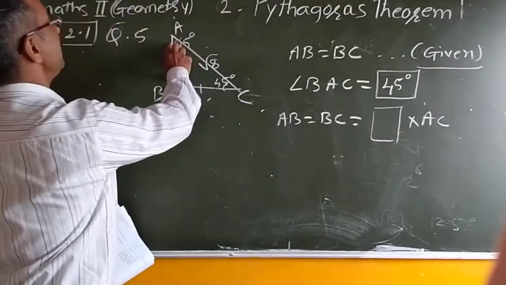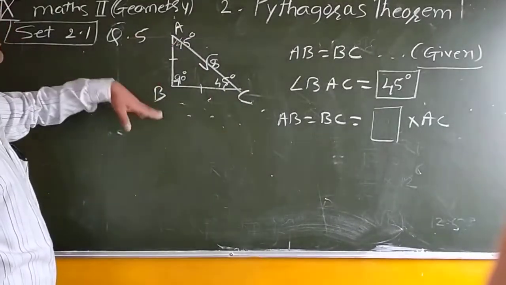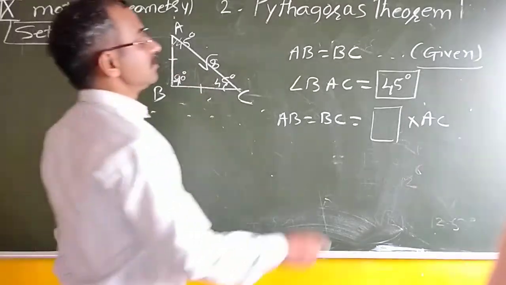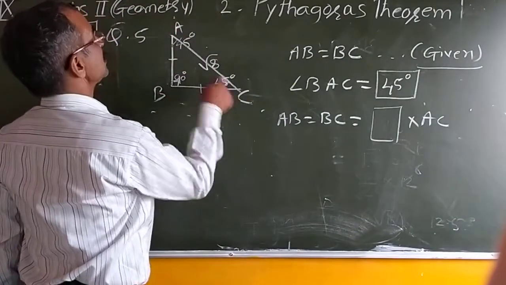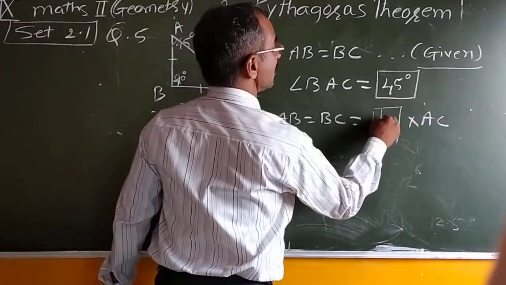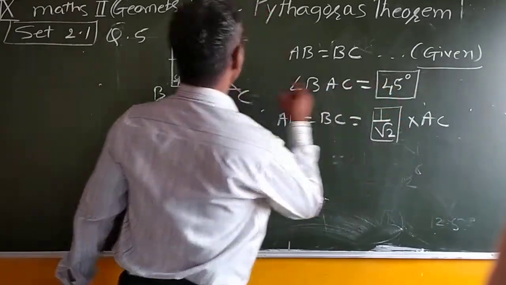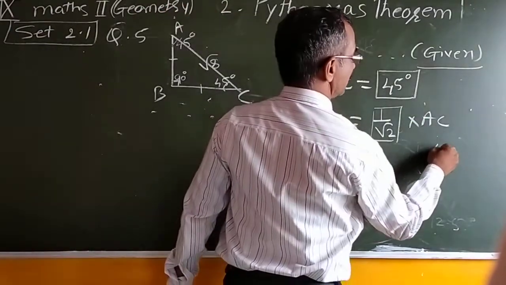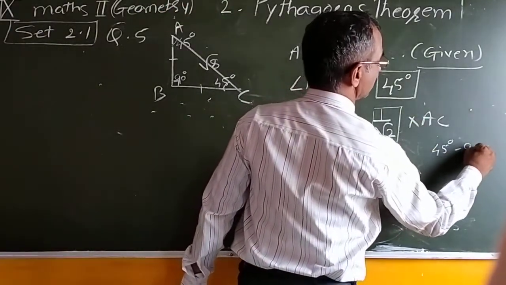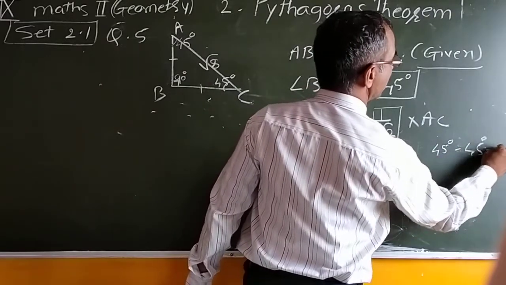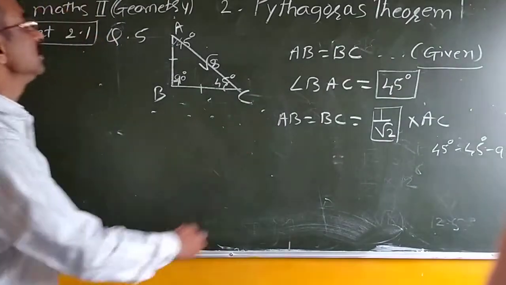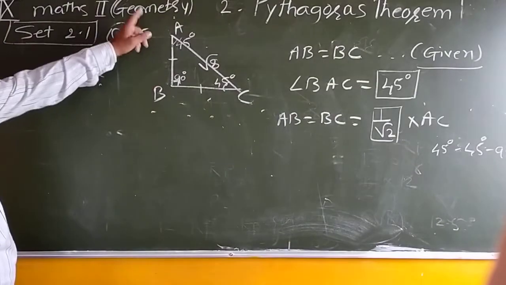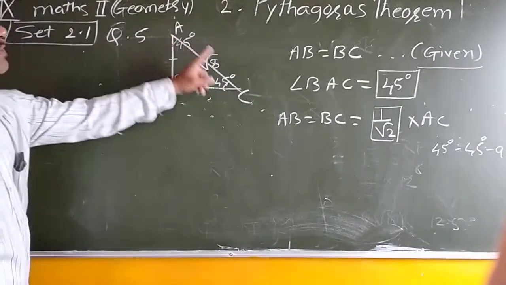AB is equal to BC. By using the 45-90-45 degrees theorem, the value of these two sides, AB or BC, is 1 upon root 2 into the hypotenuse. The side in front of a 45 degree angle is 1 upon root 2 times the given hypotenuse.